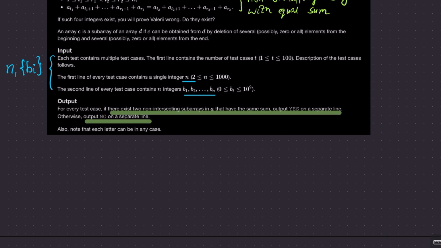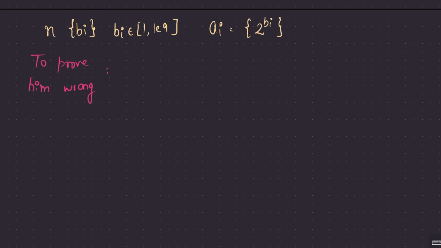So more concretely, we are given this array B_i, and you can define A_i based on it, as 2 power B_i. Then you have to say if there exist two non-intersecting subarrays in A that have the same sum, that is, you are disproving him. In that case, print yes, otherwise print no. If you cannot disprove him, print no. So that's the question. How do you approach it?